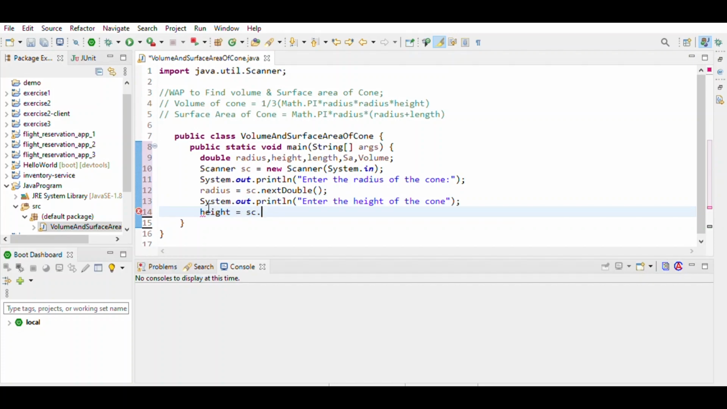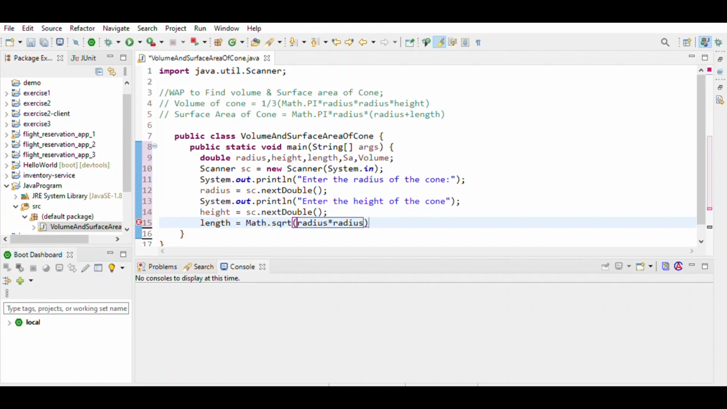Sc.nextDouble(). Then write the formula of lateral length of cone: Math.sqrt, which is Math.sqrt of radius into radius, radius square, plus height into height.